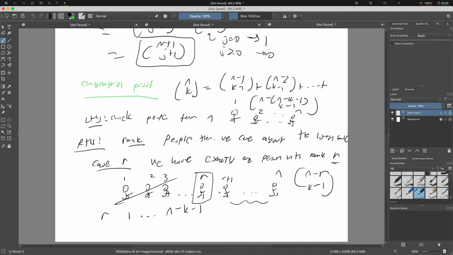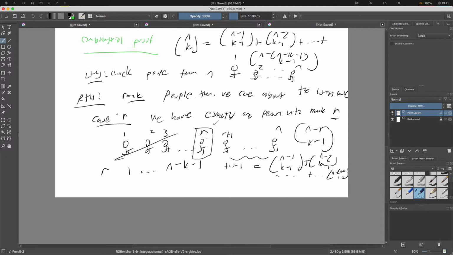Since each of these cases is characterized by the person with the lowest rank, they're independent and they cover all the possibilities, which means the total number of possibilities is the sum over each r. If r is 1, then it's n minus 1 choose k minus 1. If r is 2, then n minus 2 choose k minus 1, and so on, until we get to n minus k choose k minus 1. Since we're counting the same thing, choosing k people from n, the left hand side is equal to the right hand side, and that completes the proof.